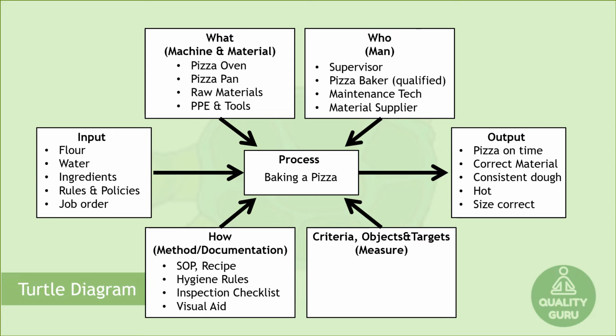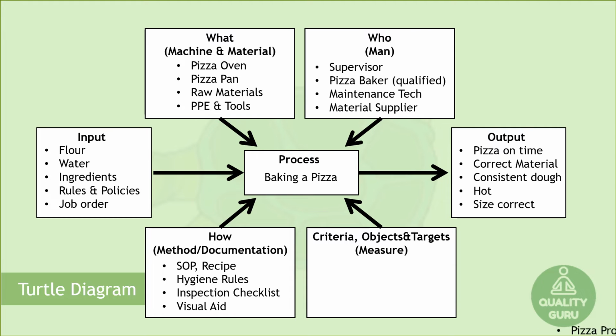Maybe there are inspection checklists before you put the pizza in the oven, that you double check, is everything on the pizza that should be there? Yeah? And maybe you also have here some visual aids in these instructions, how to do it. And then come to the measurement, objectives and targets of the process. Here you can list everything what you want to measure to ensure that this process is a successful process.